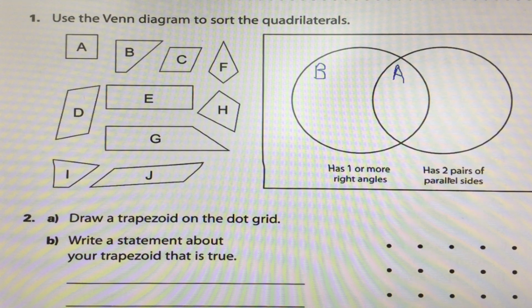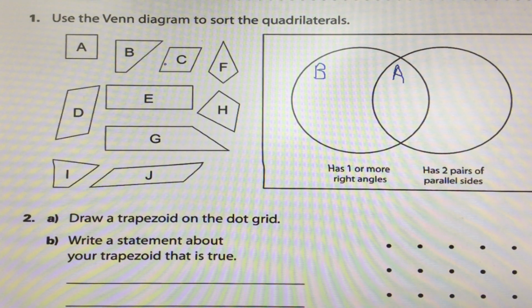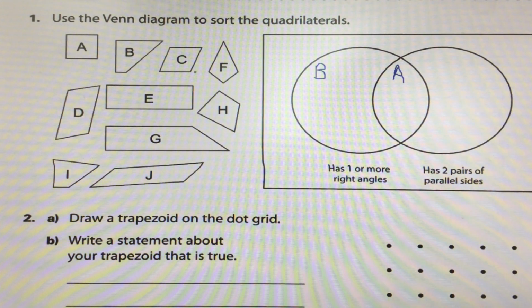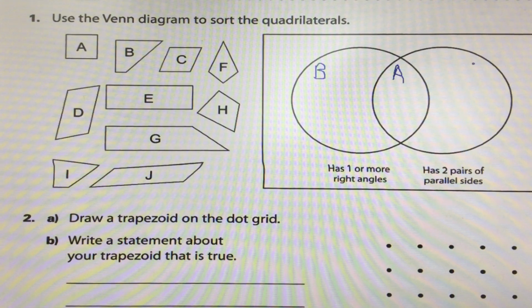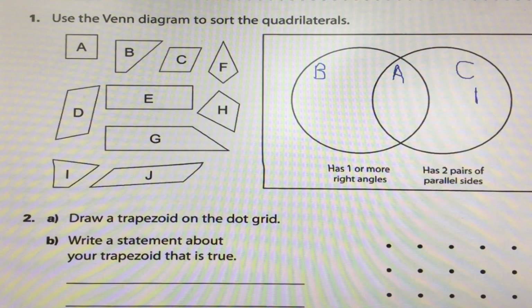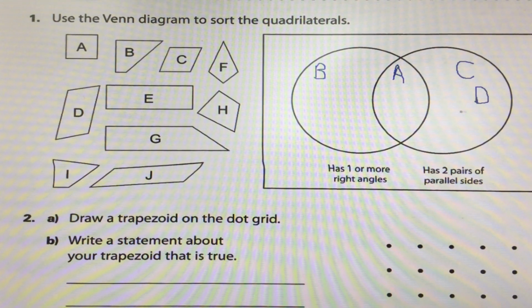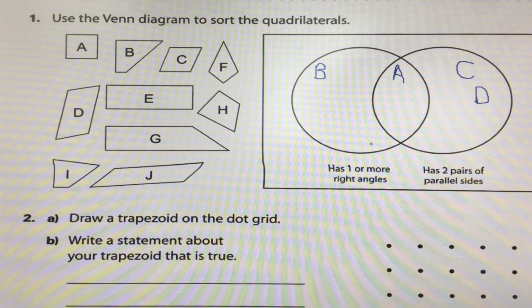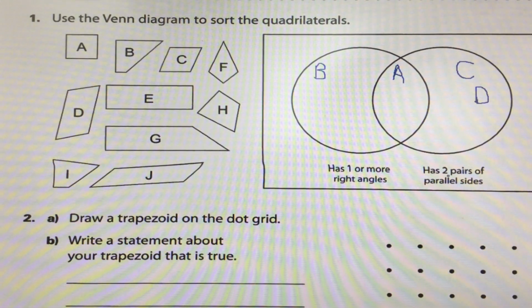For C, do we have any right angles? Well, we take a look at the shape and we say, nope, no right angles. Does it have two pairs of parallel sides? Well, the top and bottom edges are parallel, and the right and left edges are parallel, so we would put it over here. Let's look at D. Right angles? None. Parallel sides? Two pairs? Yes, it does. It has two pairs of parallel sides, so it goes over here. Can't go in the middle because it doesn't satisfy both of these criteria.